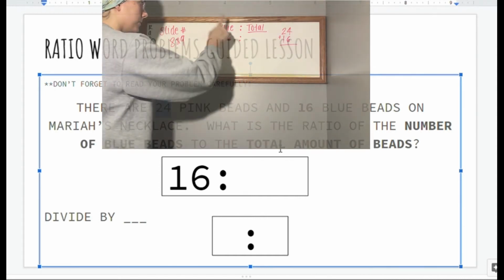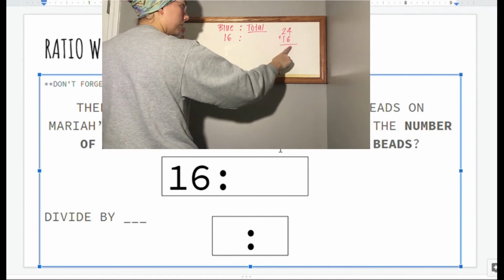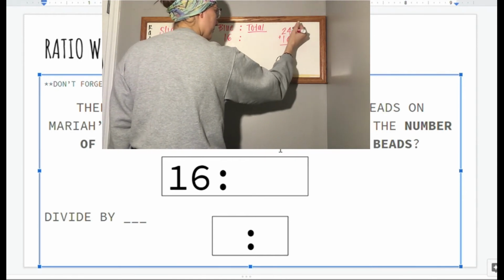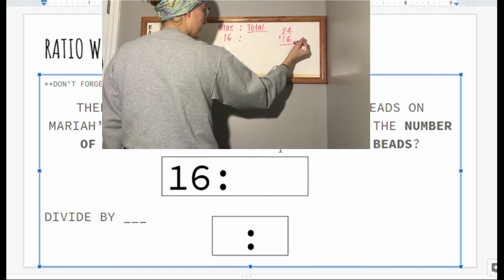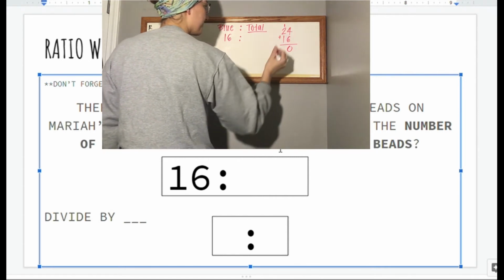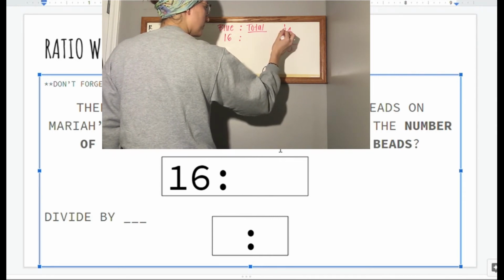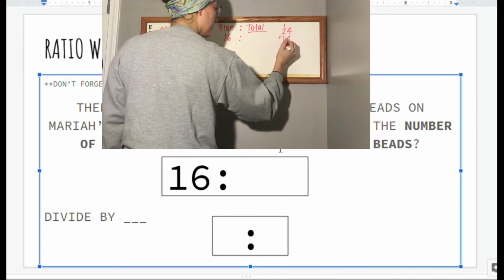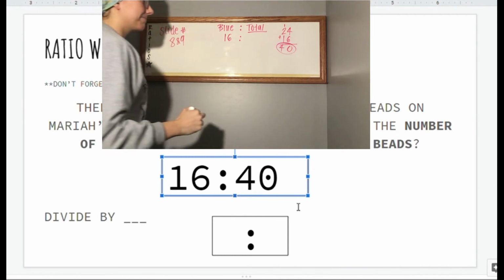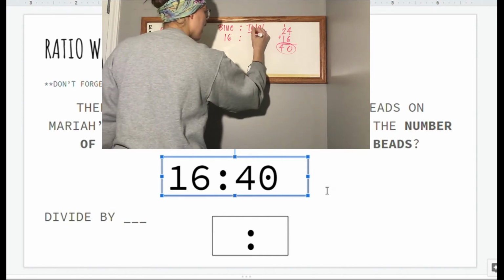To find the total amount of beads, we need to add 24 and 16 together. So when we do 24 plus 16, we're going to add 4 plus 6. We get 10. We're going to put our 0 below and carry our 1. 1 plus 2 is 3, plus 1 more is 4. So 24 plus 16 is 40. So the total amount of beads on Mariah's necklace is 40.